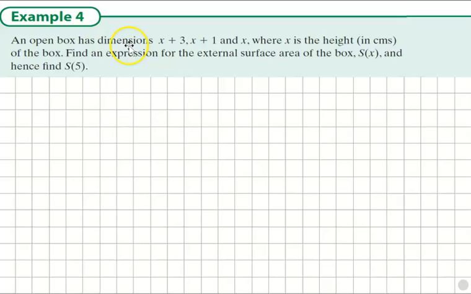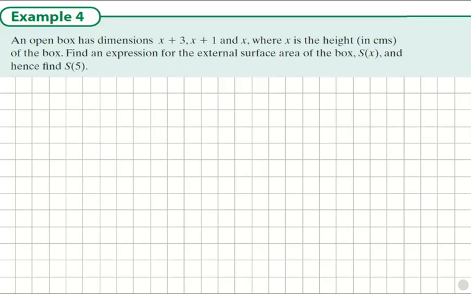An open box has dimensions x plus 3, x plus 1, and x, where x is the height in centimetres of the box. Find an expression for the external surface area of the box, S of x, and hence find S of 5. So if this is an open box, it means it has no lid.